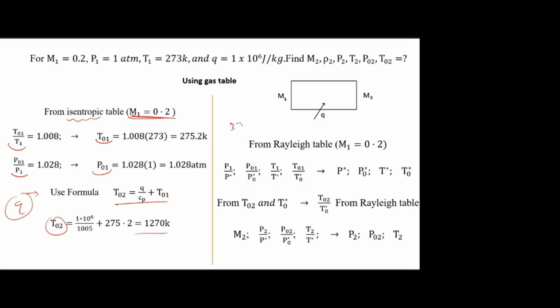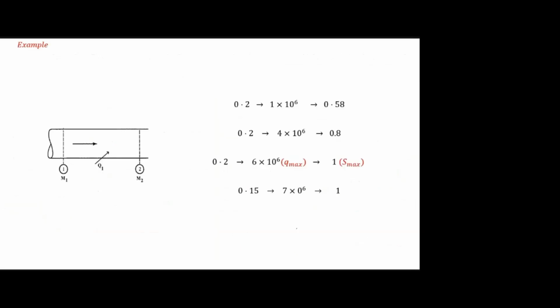Okay, then third step for the same M1, you have to go to the Rayleigh table. You can find all the star properties. Then once you know T naught star and T naught 2, from that ratio, again Rayleigh table, we can find all other ratios and values. Just procedure alone they have shown. Okay, so now some concepts involved in this Rayleigh flow we will discuss.